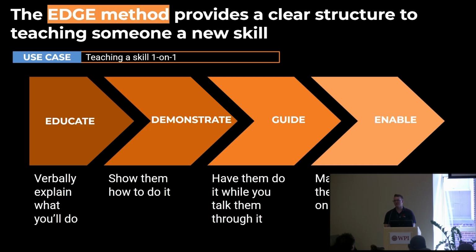But if I want to teach a student how to rivet 2 pieces of metal together, this is exactly how I'm doing it. I'm walking through these 4 phases. 1, educate, 2, demonstrate, and then guide and enable.